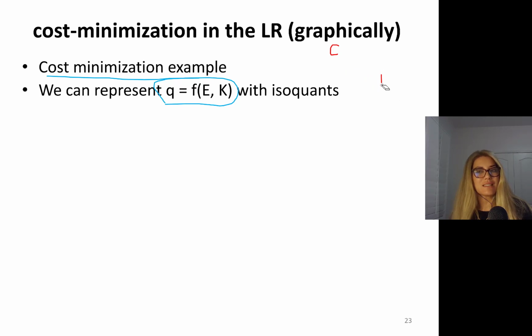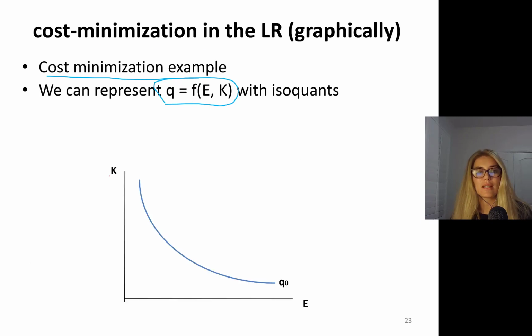Isoquants are going to be looking somewhat similar to that. So you can represent output using isoquants. We put capital on the y-axis and labor on the x-axis, employment, workers. Each isoquant will show you a constant level of output we are producing.